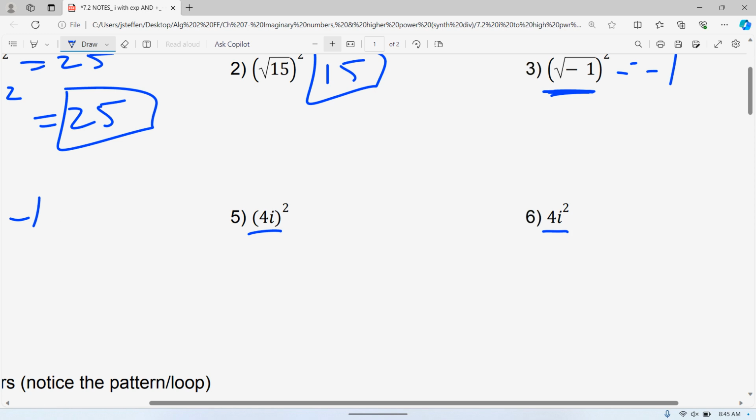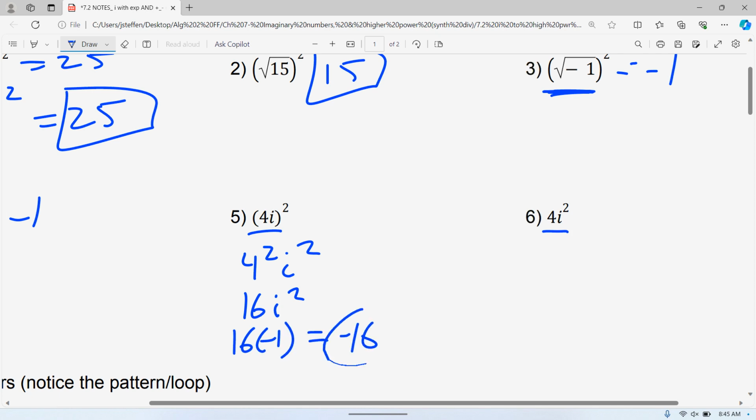In parentheses, that's both. It's 4 squared and i squared. Less steps, but 4 squared is 16. i squared is the same thing as -1. So if it's 16 times i squared, that's the same thing as 16 times -1, which is just -16.